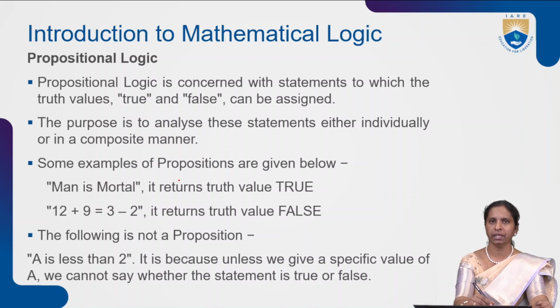For example, take the proposition "man is mortal." It returns a true value or a false value. Similarly, take the second one: 12 plus 9 is equal to 3 minus 2. What is 12 plus 9? 21. And what is 3 minus 2? 1. So 21 equals 1, which is false.